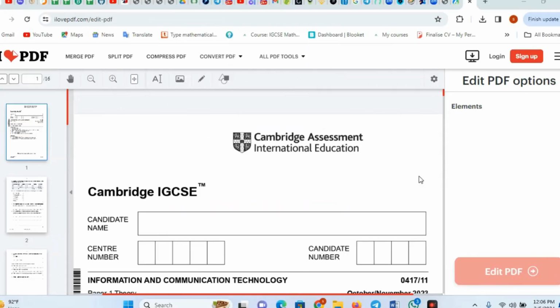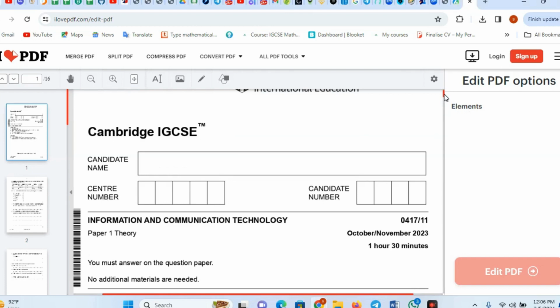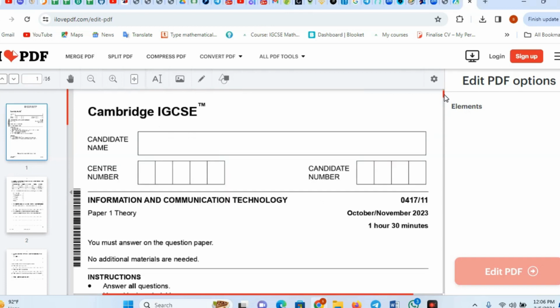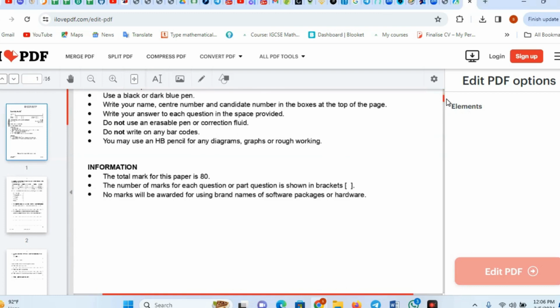Good day, viewers. Today we are going to start with paper 1 for October-November 2023, which is Information and Communication Technology.